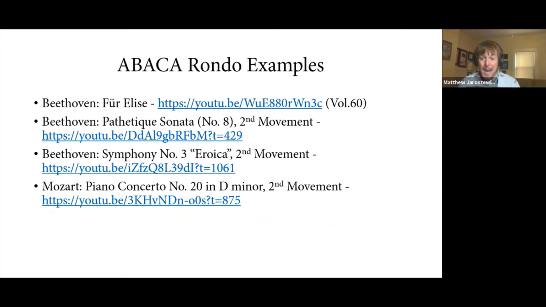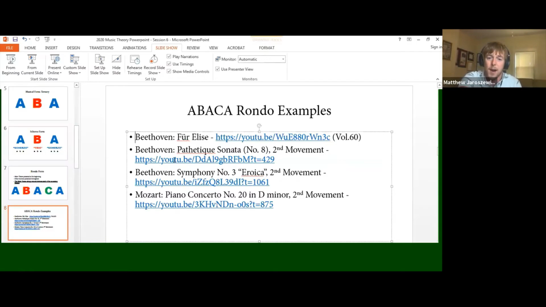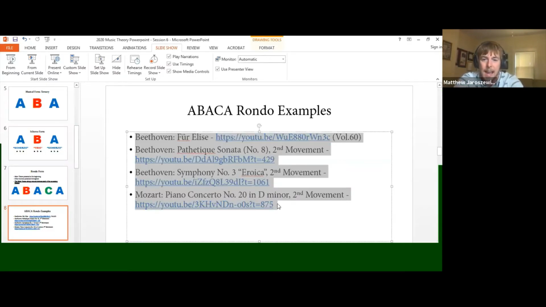Couple of examples of ABACA rondo form, one of the most common rondos. For Elise and the Pathetique Sonata 2nd movement, both by Beethoven, also Beethoven's Eroica Symphony, his Symphony number 3, the 2nd movement, and Mozart's Piano Concerto number 20 in D minor. All 4 of these pieces follow the ABACA rondo form, and I'm going to share these links with you in the chat in case you would like to listen to some examples of this form.